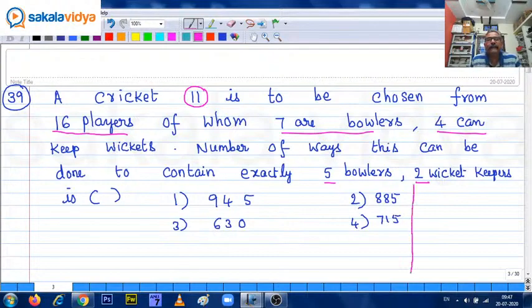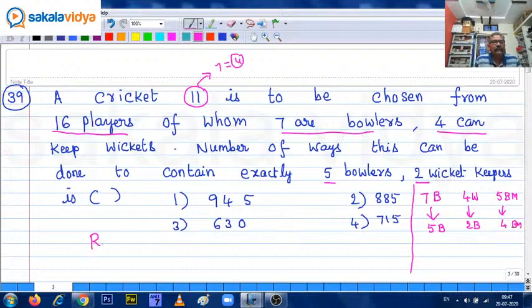So I will write here. There are 7 bowlers, 4 wicket keepers, 7 plus 4 is 11, 5 batsmen. Now the selection we need to make is 5 bowlers, 2 wicket keepers. Obviously 7 already selected. Still 11 minus 7 equal to 4. 4 batsmen need to be selected.